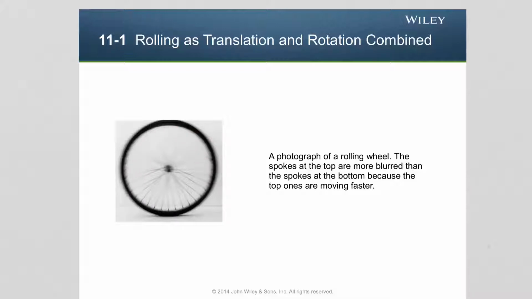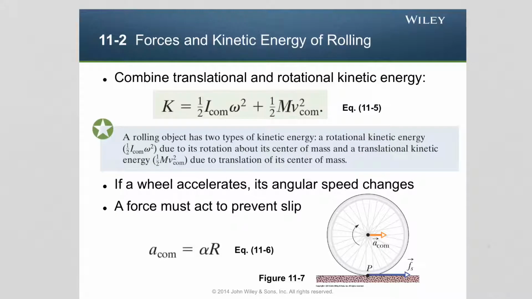Now let's talk about the kinetic energy of motion for a rolling object. Well, we have two motions combined, as stated already. We have rotational motion and we have translational motion, which means that we are going to have two terms in the expression for the kinetic energy of a rolling object. We're going to have a term that corresponds to the rotational kinetic energy, and we are going to have a term that corresponds to the translational kinetic energy.